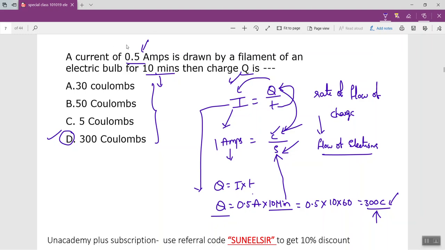Once again, they have given the current value and the time value, and we want to find the charge value. So charge Q is equal to I into T. If you substitute the values, then you will get the answer in coulombs. Don't forget, here we have to convert the time into seconds. Okay, and the next question.